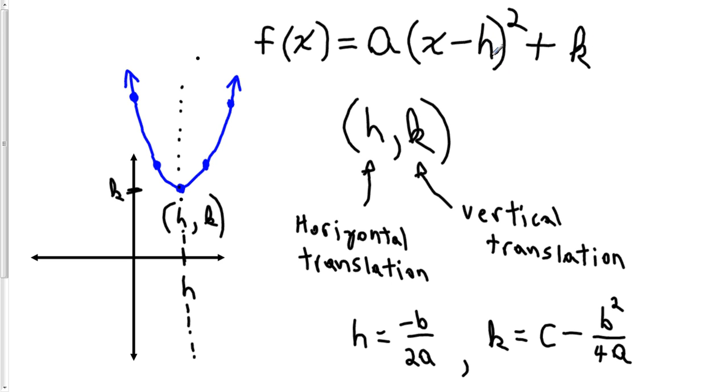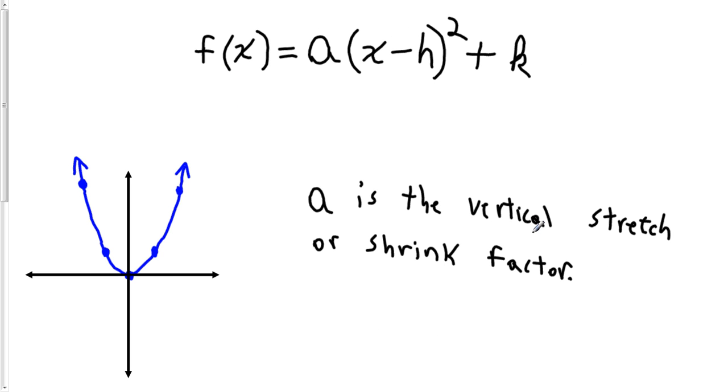H and k are the horizontal and vertical translations respectively. But what about the other number over here, a? Well, a is the vertical shrink or stretch. For instance, we had this original parabola, y equals x squared. If you plug 1 in, you get 1, and if you plug 2 in, when x is 2, y is equal to 4. So this is that original parabola.